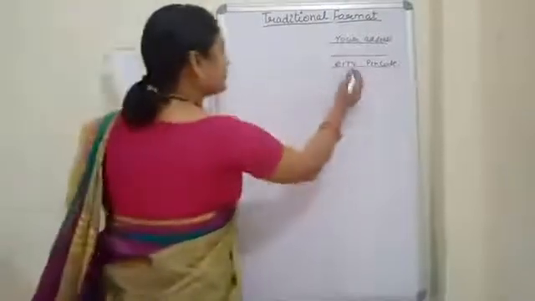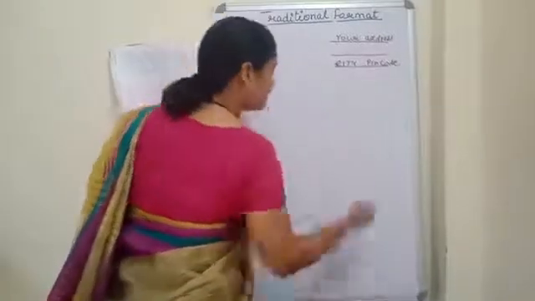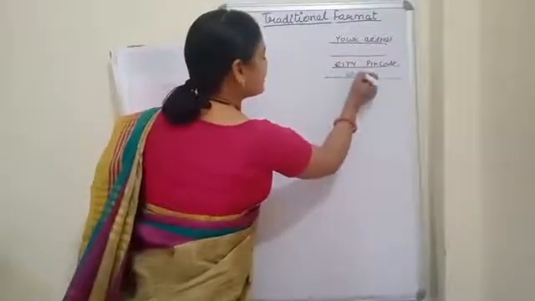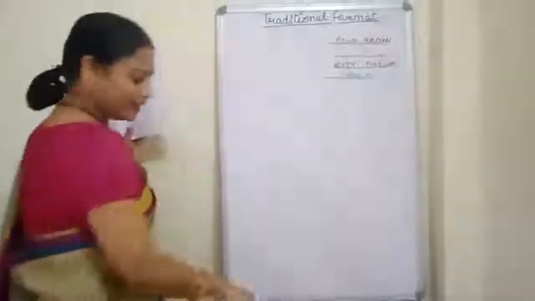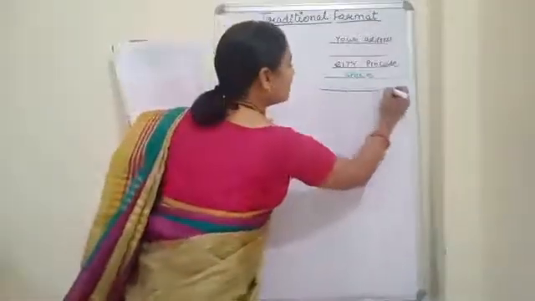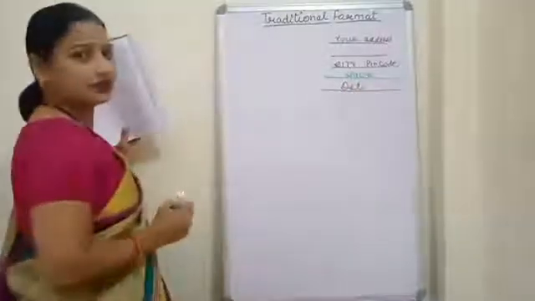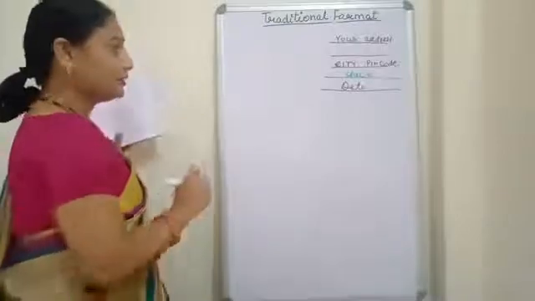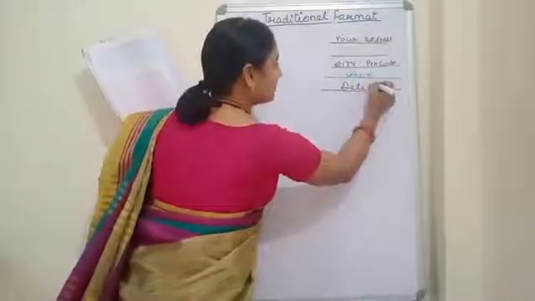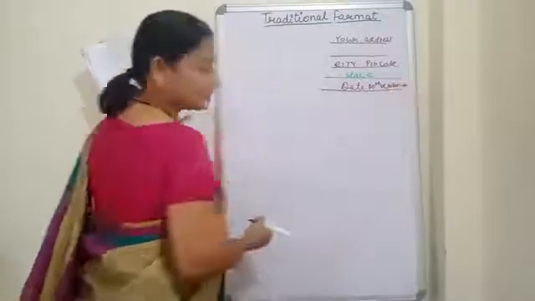Then we leave one space, children. I am leaving the space with a green mark. So now, just leave space. After leaving space, here we will write the date. Suppose 30th October 2020. So what date will I write here? I will write 30th October 20.